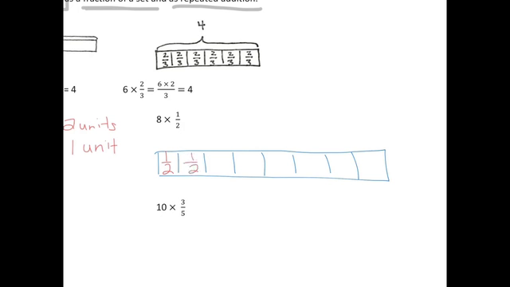Now the next one is going to be showing the 8 times 1/2 as a repeated addition. So what that means is your tape diagram is going to show 1/2 plus 1/2 plus 1/2 8 times. So we're going to make our tape diagram have 8 equal parts. 1, 2, 3, 4, 5, 6, 7 lines. And technically, each unit is going to be 1/2, which I will be writing 1/2 8 times.